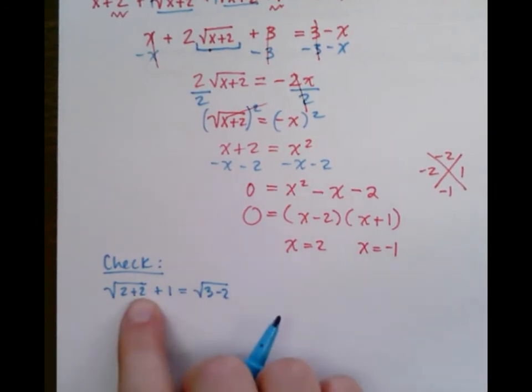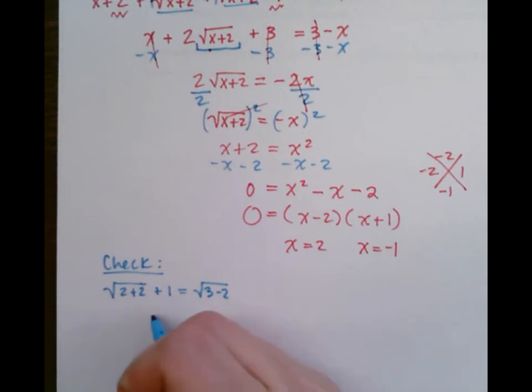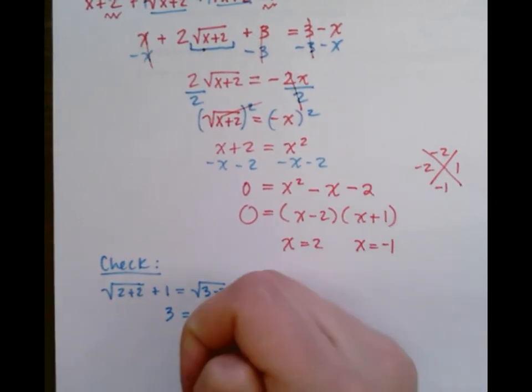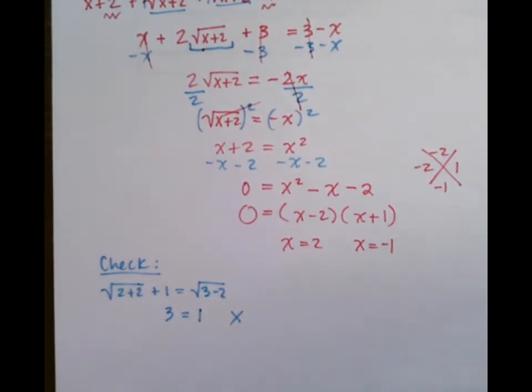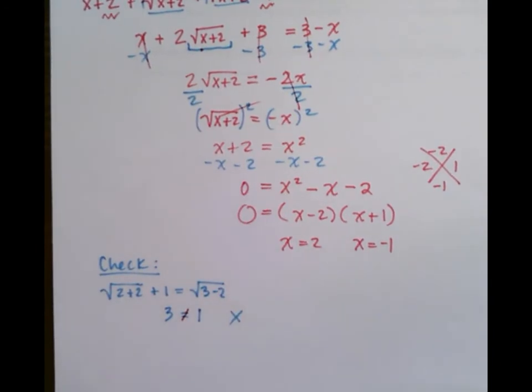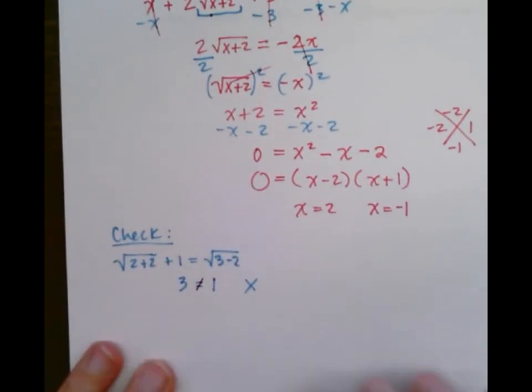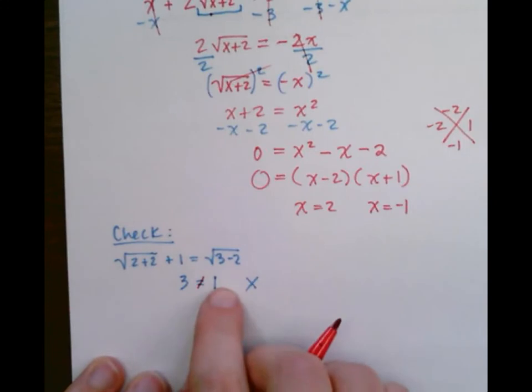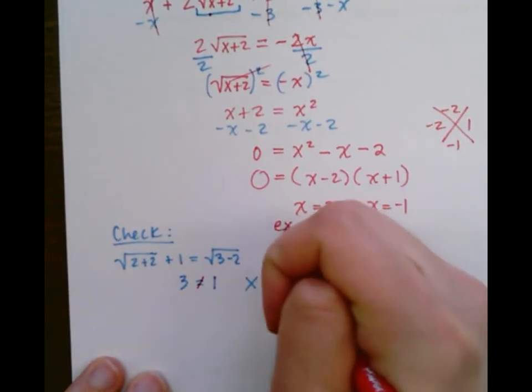So on this side, on the left, I'm going to have 2 plus 2 is 4. Square root of 4 is 2. So I get 2 plus 1 is 3. But on the right-hand side, I get 3 minus 2, which is 1. And then the square root of 1 is just 1. So does this match up? No. Right? This does not check out because 3 is not equal to 1. And so what that means is 2 would be an extraneous solution.